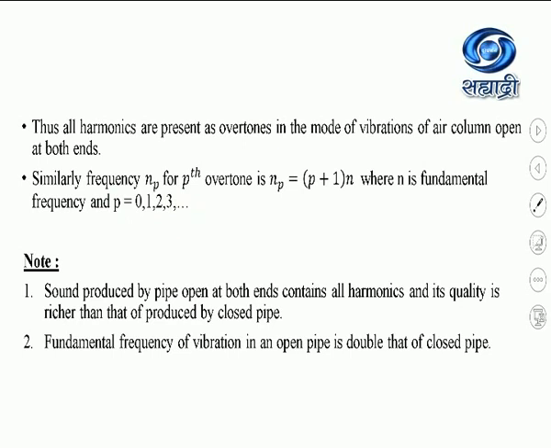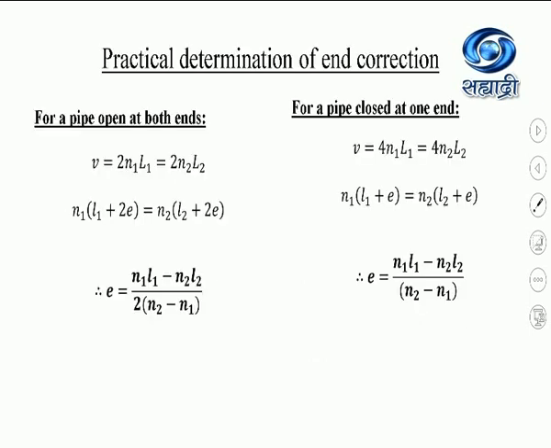Now from these observations, two important points we can write under note. First important point under note is sound produced by pipe open at both ends contains all harmonics and its quality is richer than that produced by closed pipe. Second important point under note is fundamental frequency of vibration in an open pipe is double that of closed pipe. Now there is practical determination of end correction.